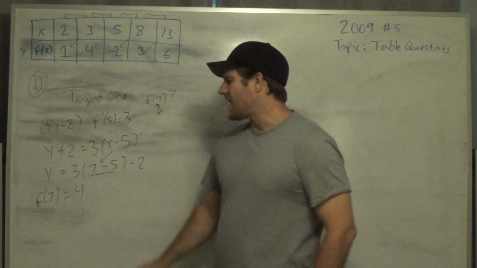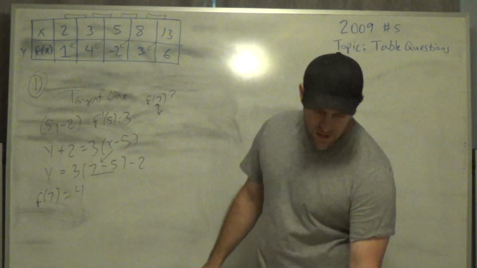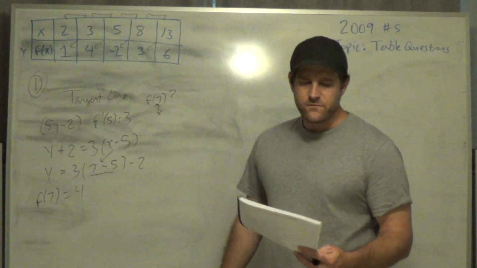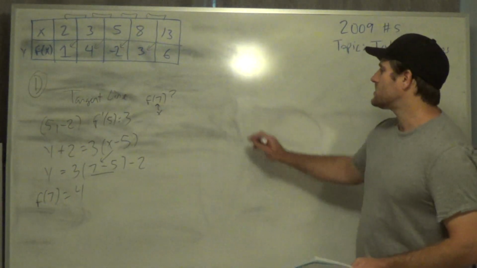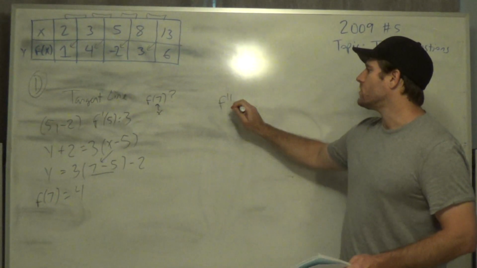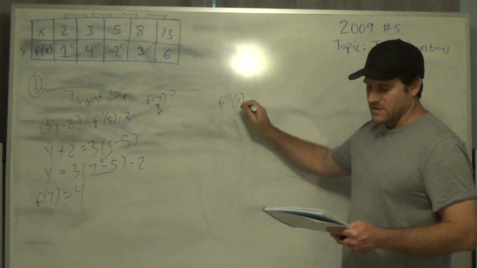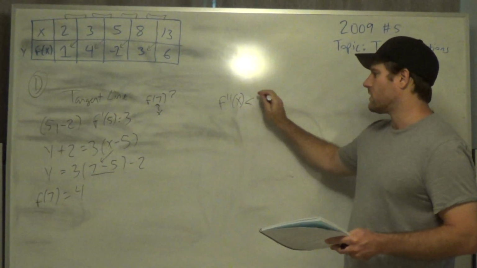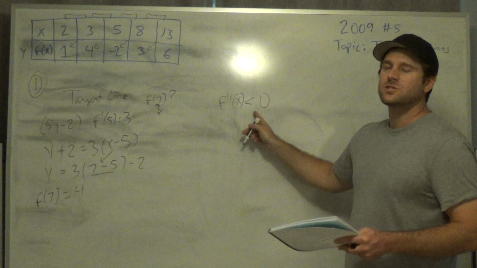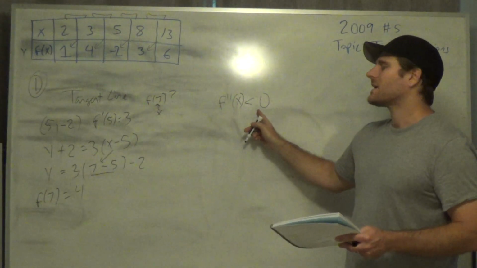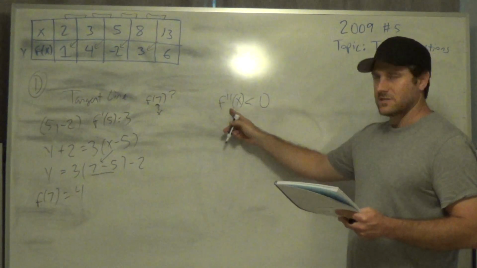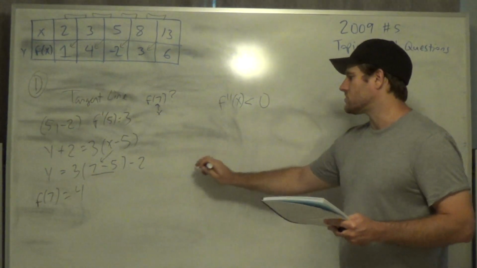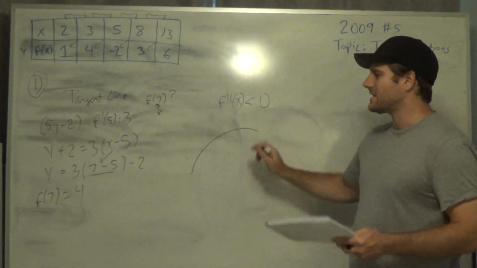So I got f of 7 is greater than 4. They want me to show that the true f of 7 is less than or equal to 4. Well, how are we going to do this? They told us that the second derivative is always less than 0. Now, what does that mean? That means the graph is always concave down. If the second derivative is negative, it's concave down. So look what happens when I draw something that is concave down.